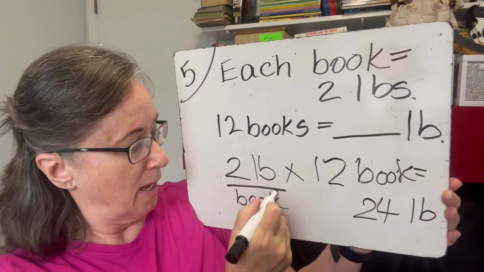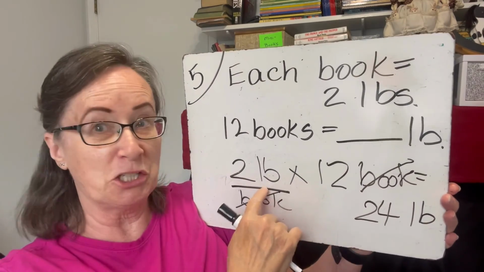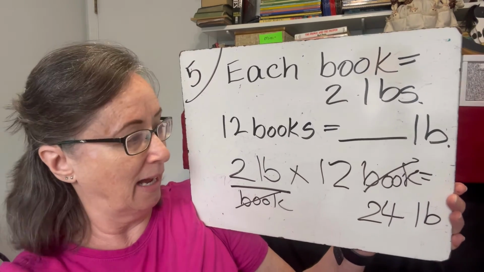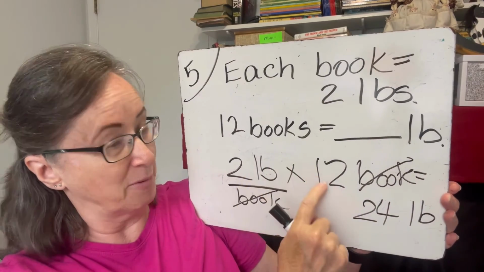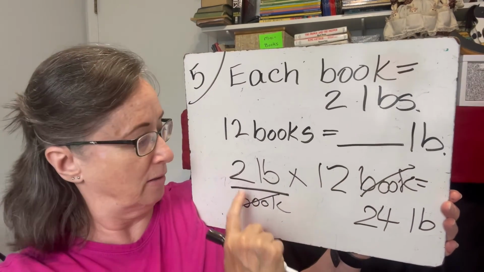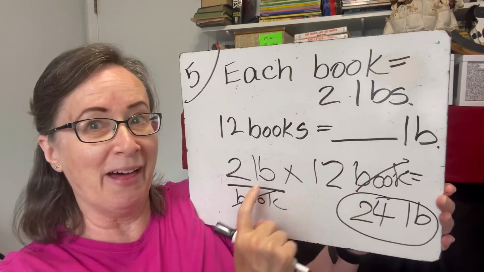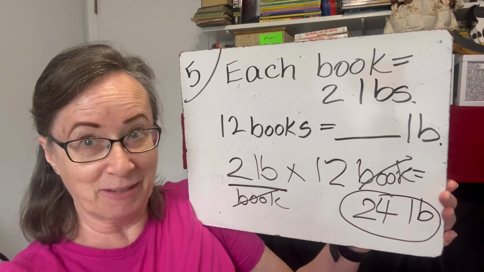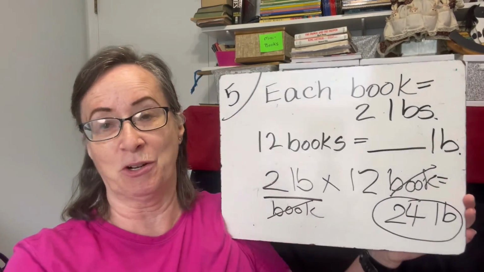Well, look what happens. Books on the bottom cancels books on the top, leaving me just with pounds. And that tells you that I am doing it correctly. I should multiply. So 2 pounds times 12, since book and book cancel, 2 times 12 is 24 pounds. And if you will bother to cancel your units, you will often get a little confirmation that you're doing it the right way. And we have thoroughly covered lesson 6 and done 5 of your homework problems.